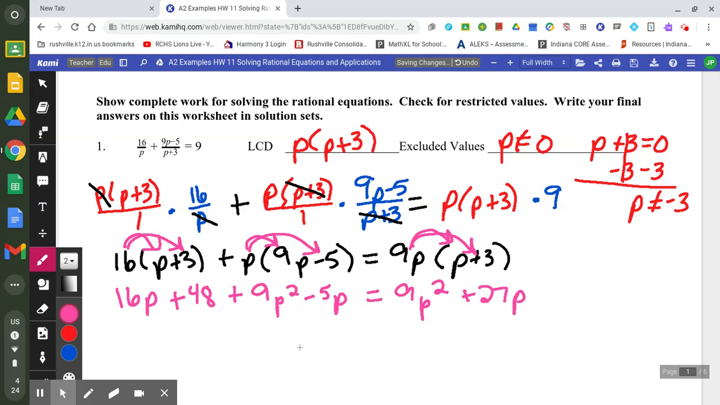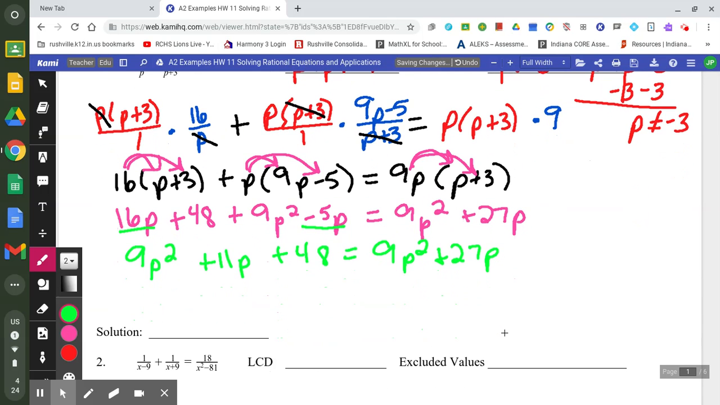Then I start seeing if I have like terms on the same side of the equal sign that I can put together. So I'm going to start with my 9p squared and write it first just because it has the largest exponent. And then I have this 16p minus 5p, and that gives me plus 11p. And then I have my 48, so plus 48. And then on this side, I can't combine those, so I just rewrite 9p squared plus 27p.